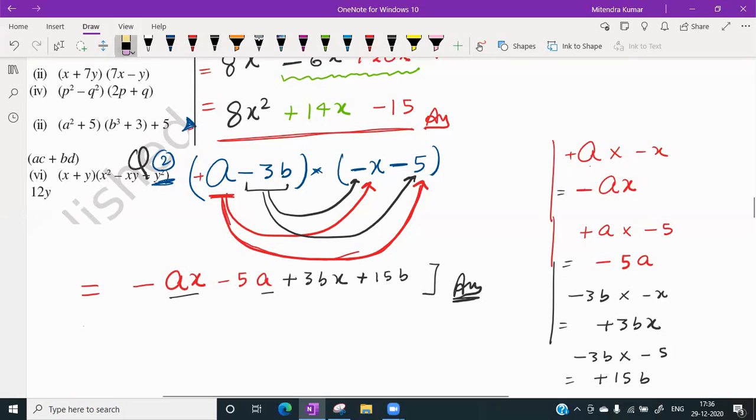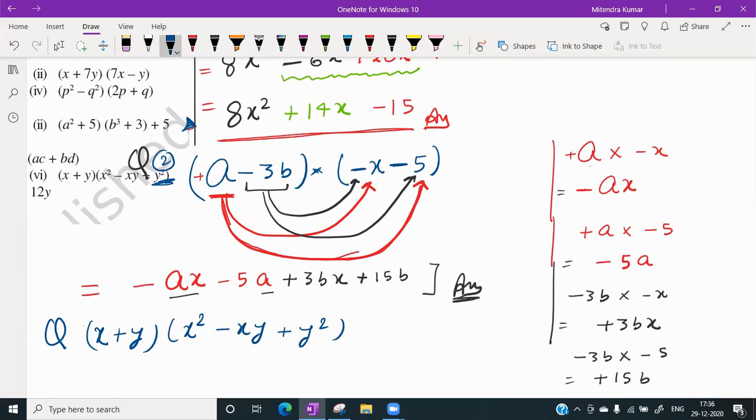Okay, last question you try. Question, x plus y multiply with x squared minus xy plus y squared. So the sixth one, right? Yes, ये वाला.